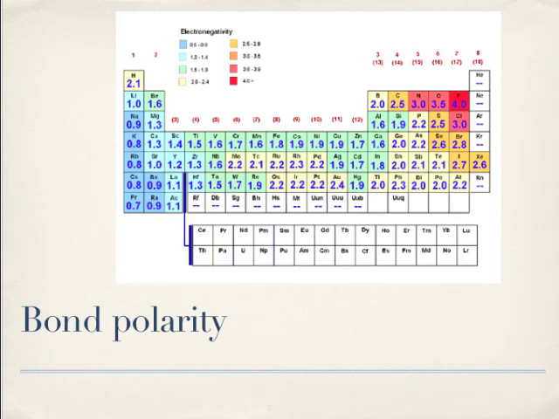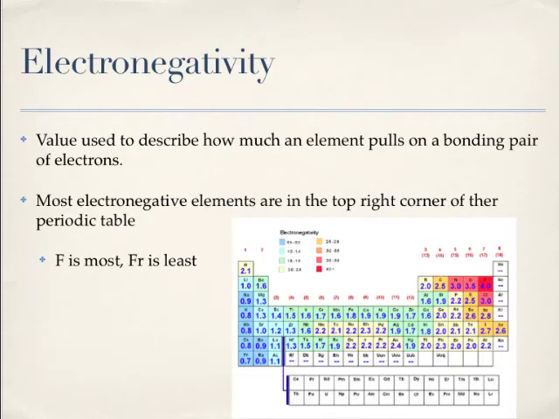Okay. Hey, bond polarity. So we've got a picture here of a periodic table with a bunch of funny numbers on it, all from looks like 0.7 up to 4. What do those values represent? Those values actually represent something called electronegativity. I thought we were talking about polarity. Well, we are, but we need to know what electronegativity is before we can talk about polarity.